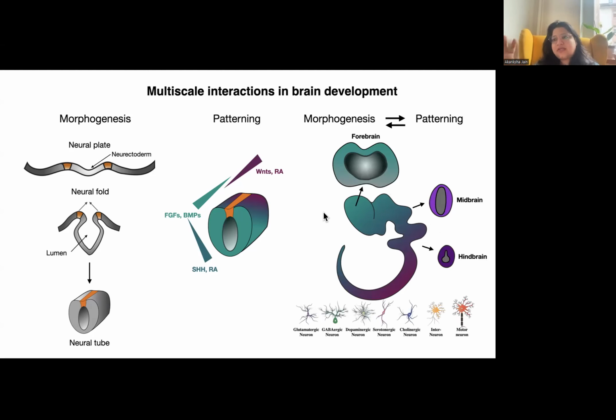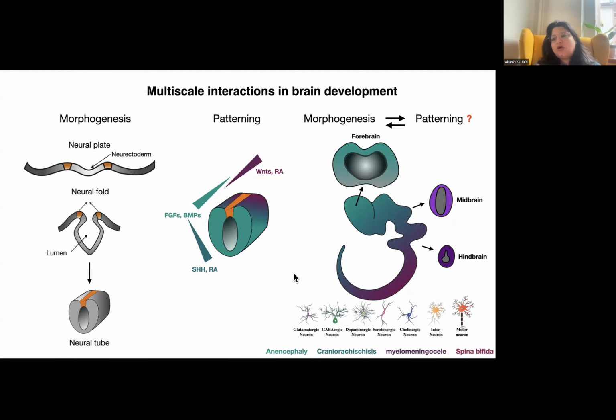Not only this at the tissue scale, but a lot of huge cell diversity happens during brain development, where, for example, I've put some neuronal diversity here. So also at a cellular level, multiple different cell shapes and cellular identities are getting created as the brain is developing. And as we know, an anomaly in any of these events, from morphogenesis to cell type specification, can result in several early neurodevelopmental disorders.